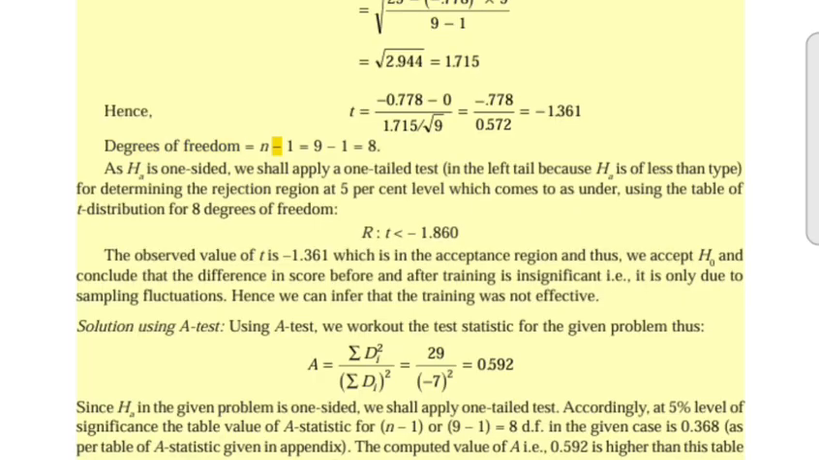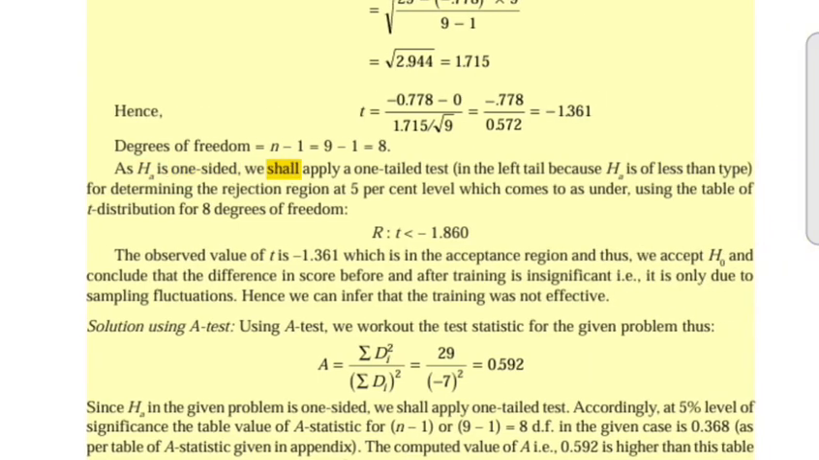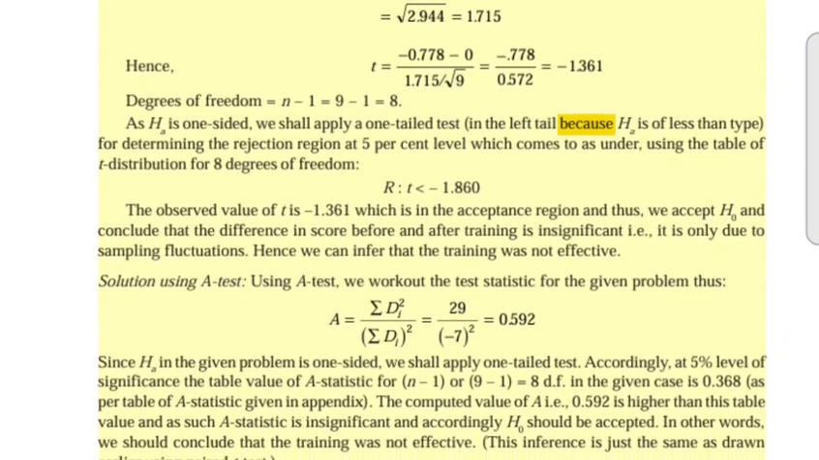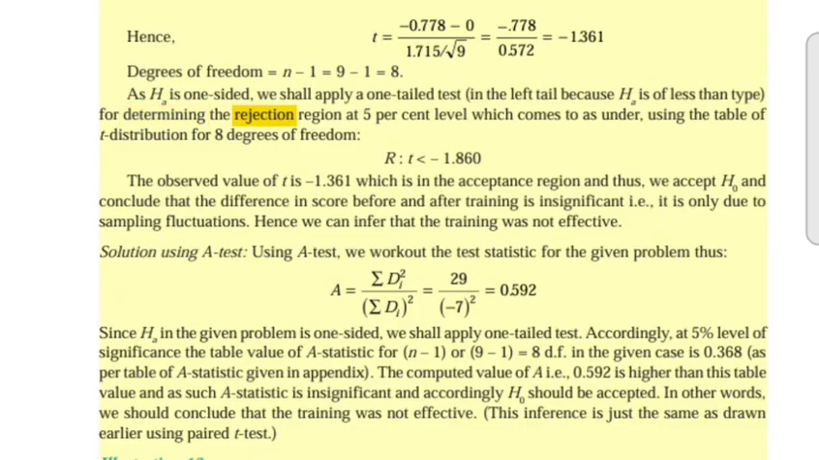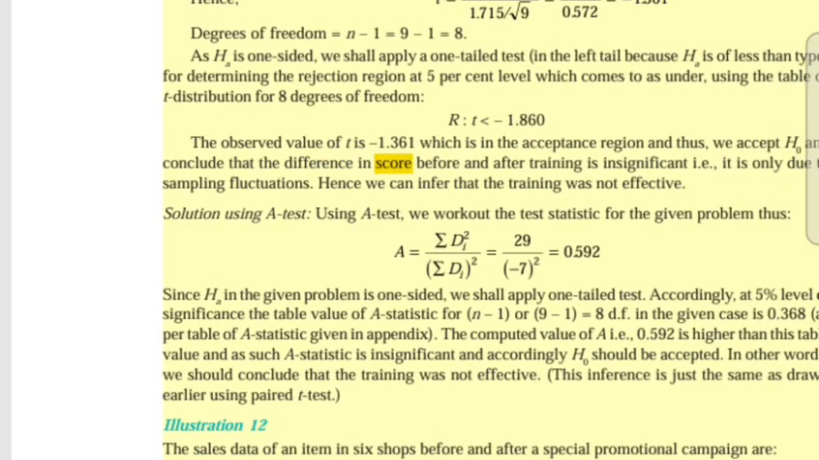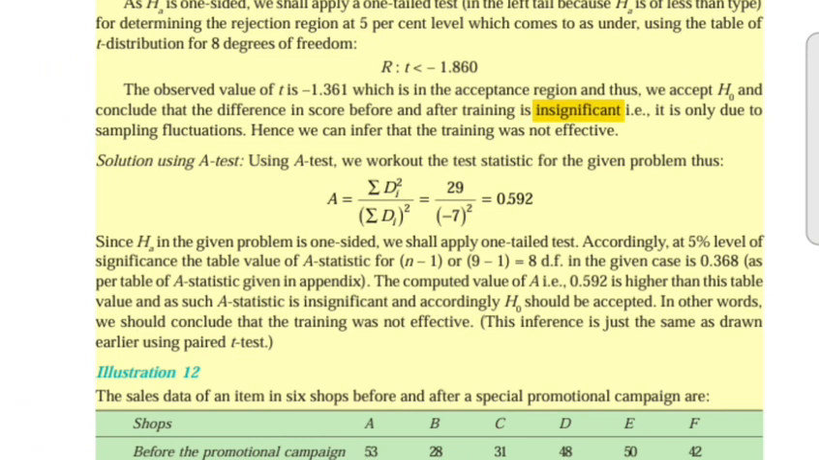Degrees of freedom = n-1 = 9-1 = 8. As Ha is one-sided, we shall apply a one-tailed test in the left tail, because Ha is of the less-than type, for determining the rejection region at the 5% level, using the table of t distribution for 8 degrees of freedom. R: t less than -1.860. The observed value of t is -1.361, which is in the acceptance region, and thus we accept H0 and conclude that the difference in score before and after training is insignificant, i.e., it is only due to sampling fluctuations. Hence we can infer that the training was not effective.